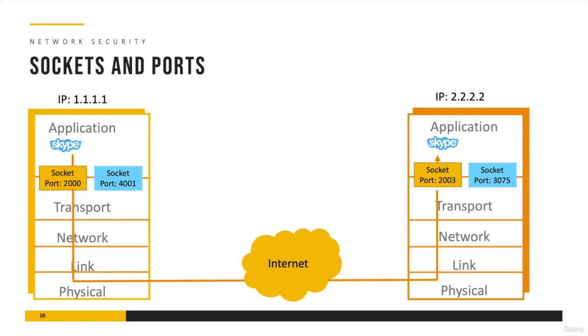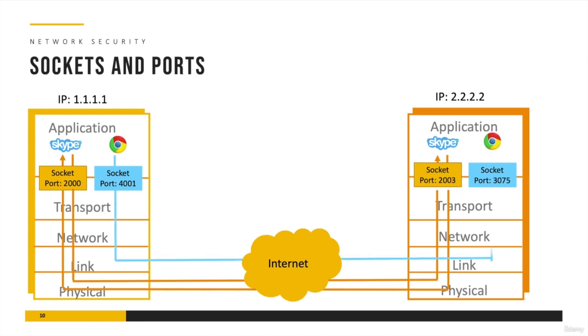Always remember that socket communication is bidirectional. So if you're sending data on a socket in one direction, you can also receive it. If you have another application running on different ports, then you can obviously have multiple concurrent communications. But always remember, every application will have its own unique port.